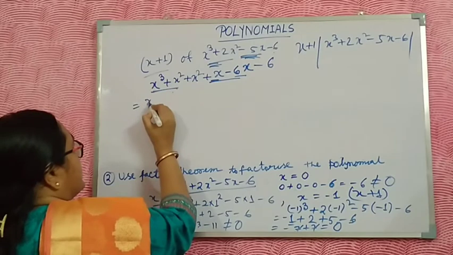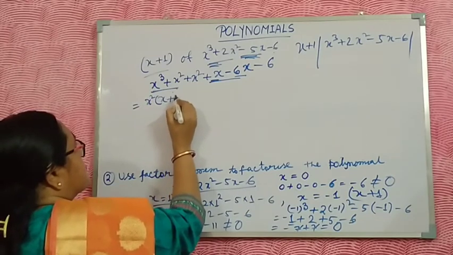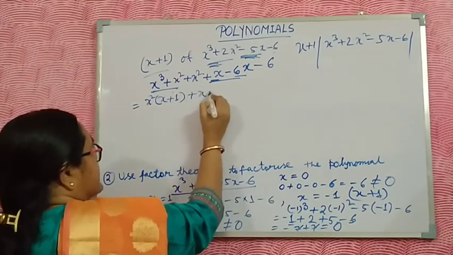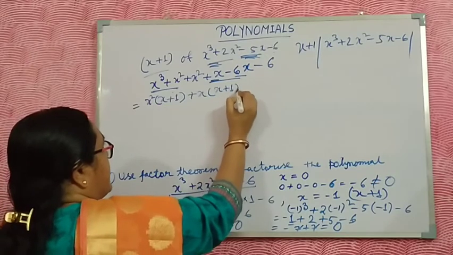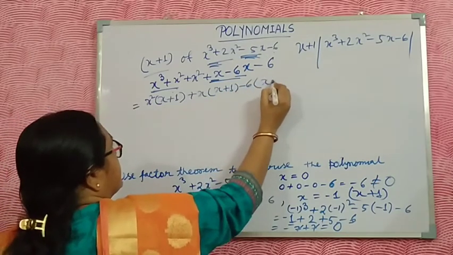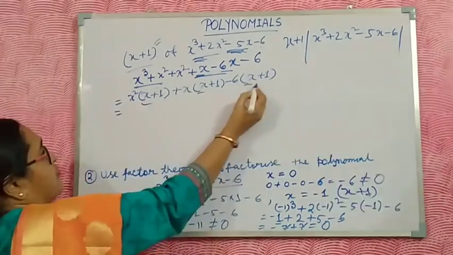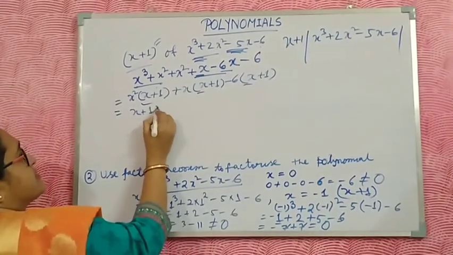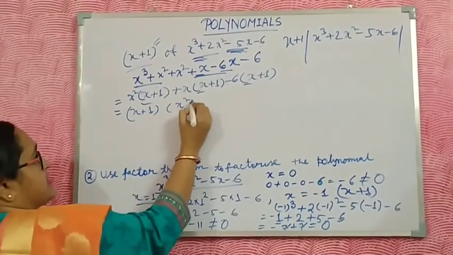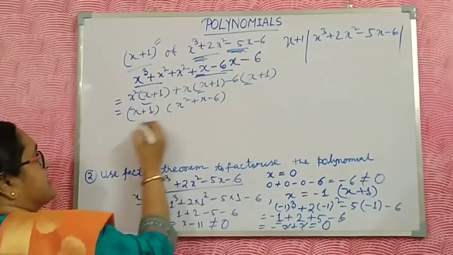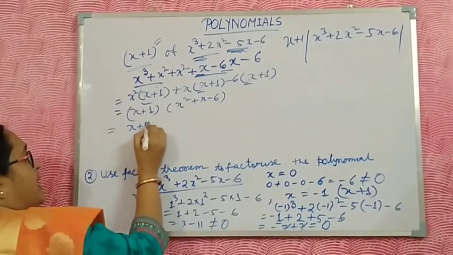Just take a common x square. This is x plus 1. Then x, this is x plus 1. Then minus 6, then x plus 1. Take the common x plus 1. I already said x plus 1 is a factor. Then x square plus x minus 6, times x plus 1.